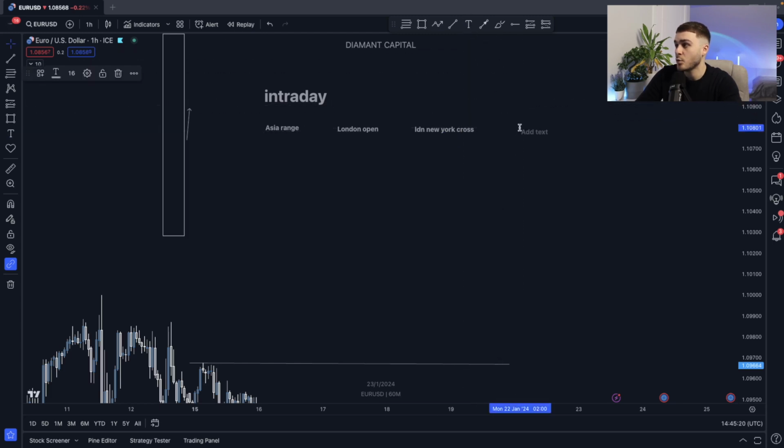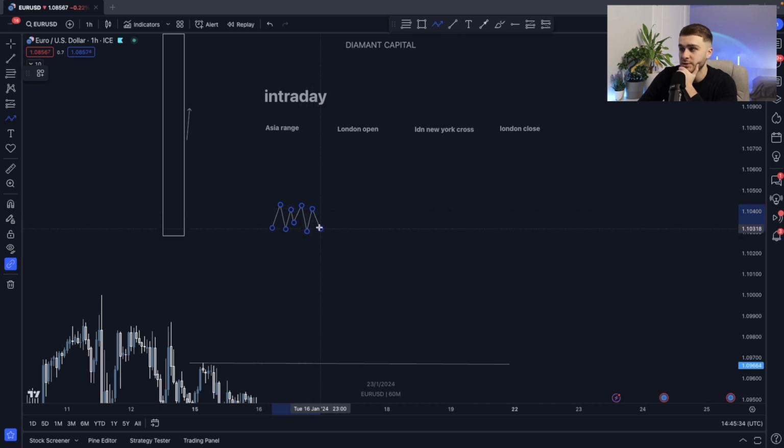And then finally, what frames the end of my day would be London close. So these are very, very simple concepts that I use. Generally, when it comes to Asia range, what we do expect is something like this. We have consolidation like this.